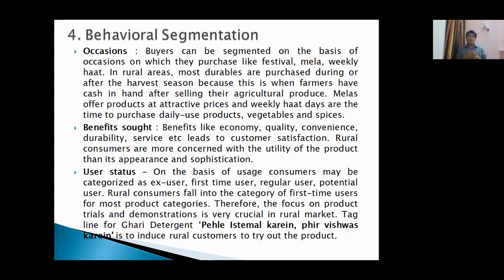Next is benefit sought. Rural consumers consider benefits like economy, quality, convenience, durability, service, etc. And these benefits lead to customer satisfaction. And it has been found that rural consumers are more concerned with the use or utility of a product than its appearance and sophistication.